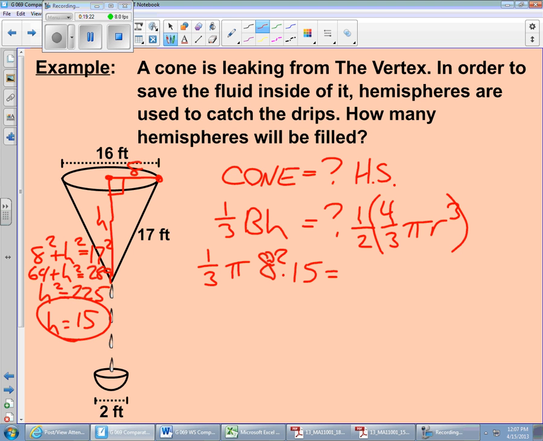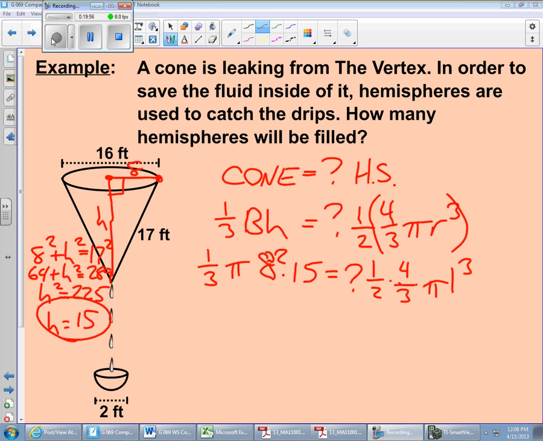But anyway, the question mark is the goal of the problem here. What else do we have? We've got 1/2, we've got 4/3, we've got pi, and we need a radius for our hemisphere. What's the radius of the hemisphere going to be? Just 1, right? 2 feet across on the diameter, so we have a radius of 1 foot this time. And we got a bunch of decimal points here.